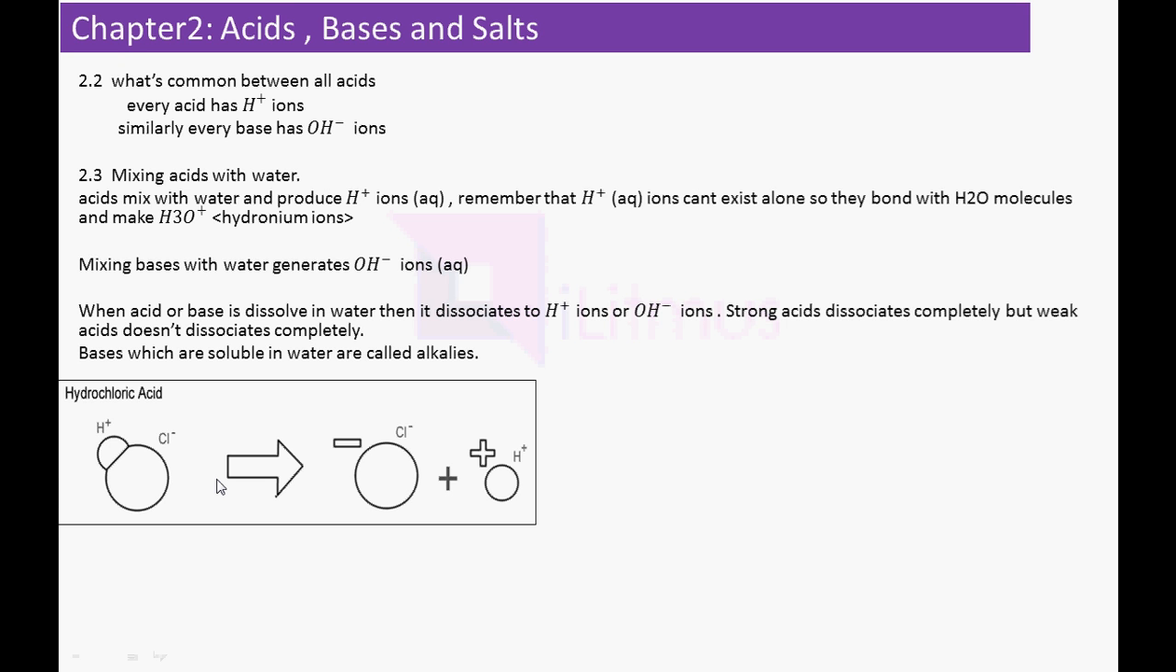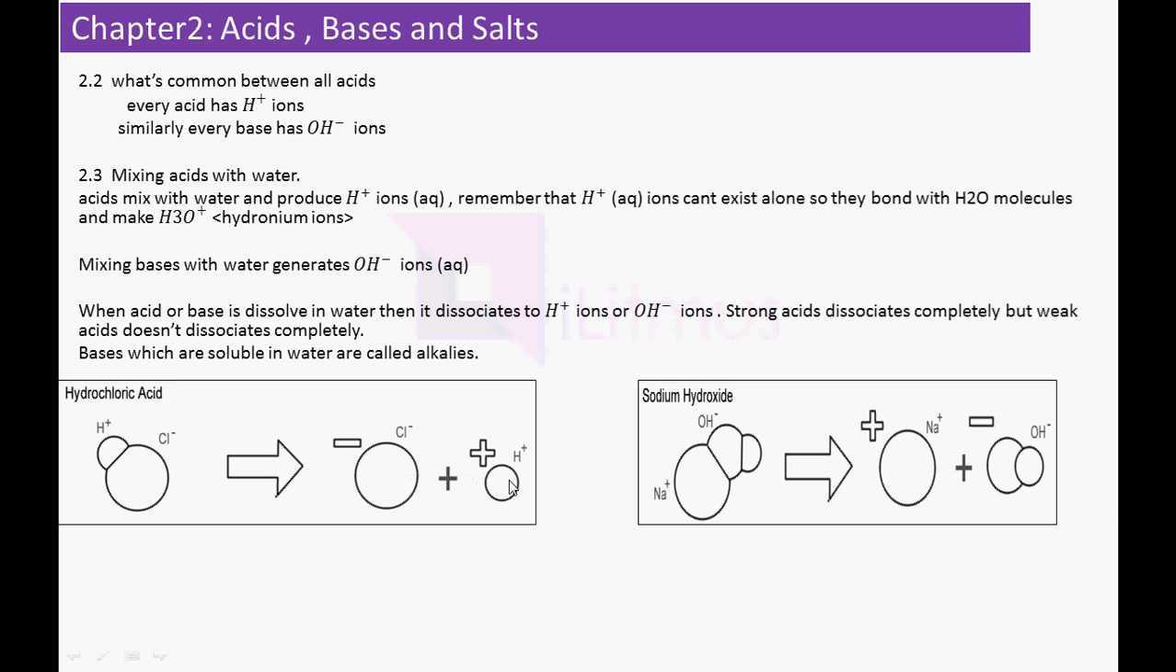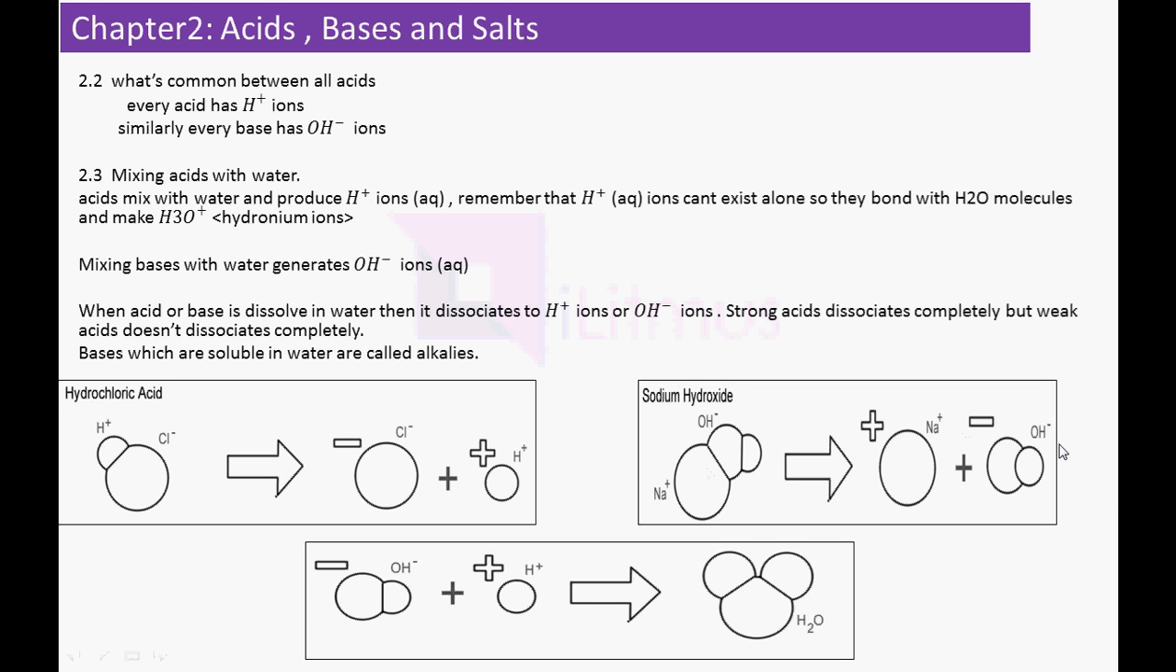This is a typical example where hydrochloric acid, HCl, put into water becomes ionized. It will have Cl minus ions and H plus ions. Then for bases, you have sodium hydroxide here. When you put it into aqueous solution, it becomes Na plus and OH minus ions. And as you know, H plus and OH minus mix and form water.